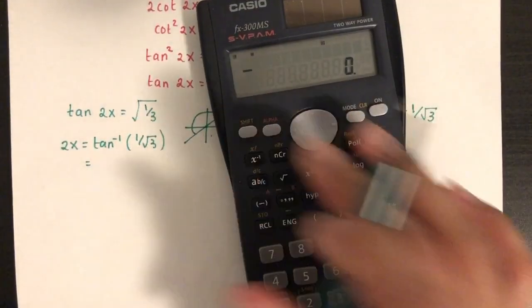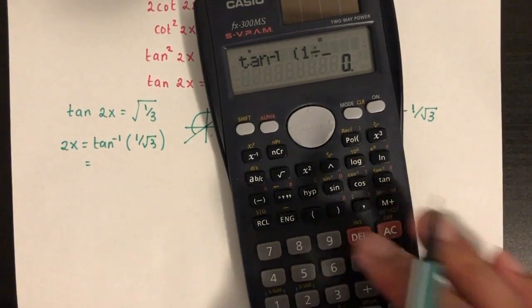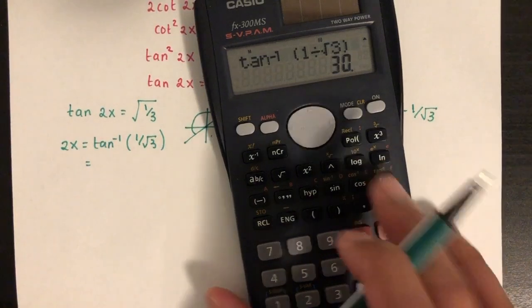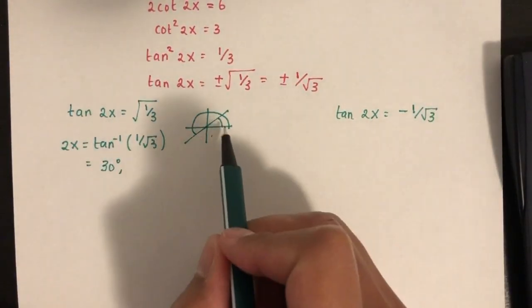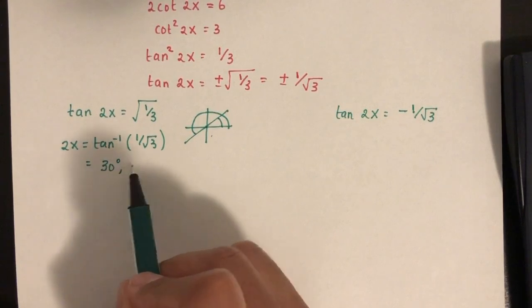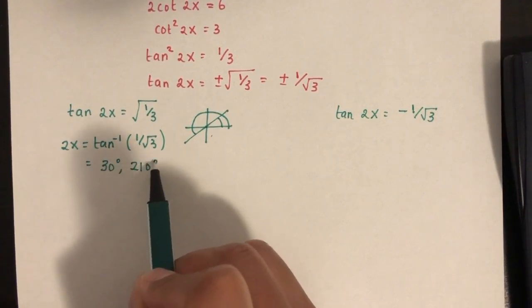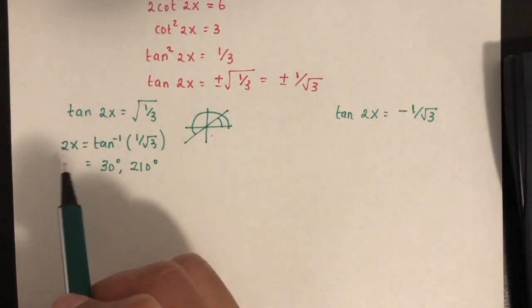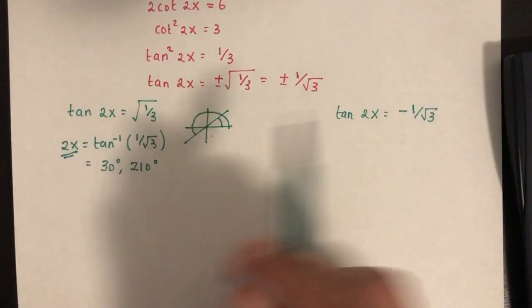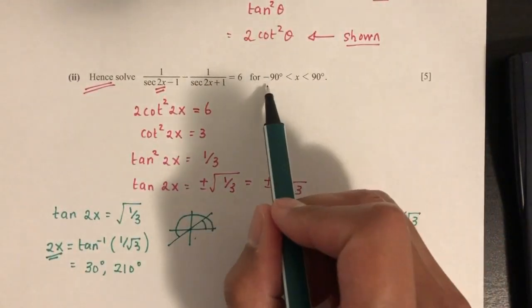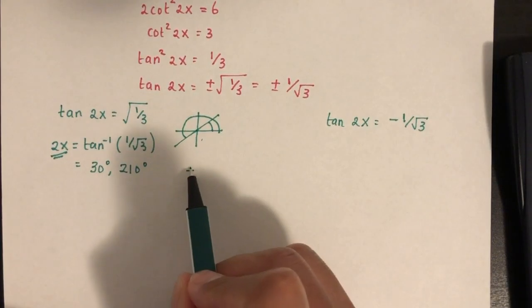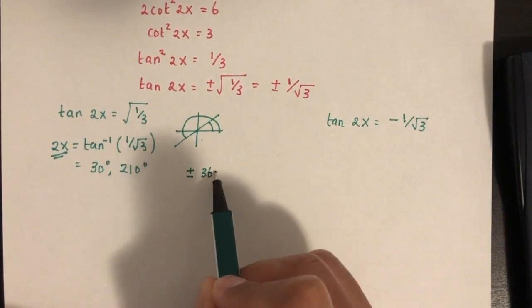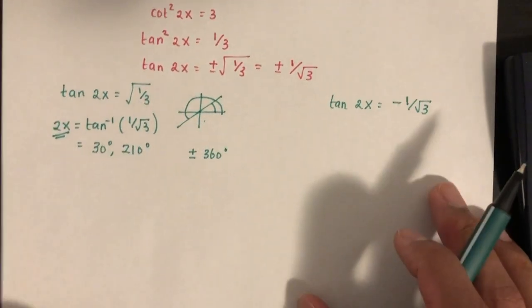So let's try that. Tan inverse of 1 divided by root 3, you will have 30. The first value is 30. And then you have this one, which is 180 plus 30, that is 210. So now since we have 2x, and the value goes from negative to positive, we have to add and minus 360 from those values. So let's do that one by one.